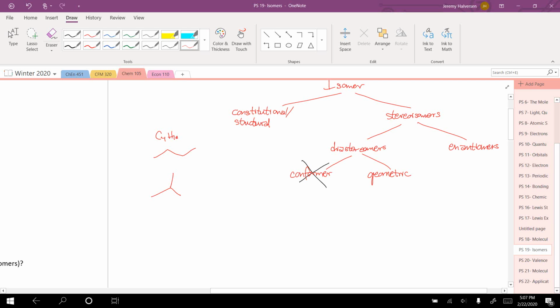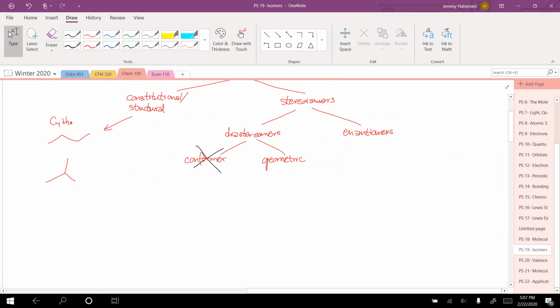To figure out if things are constitutional or structural, you'll just take your two molecules, figure out their chemical formula based on the atoms in them, and make sure that they're not the same molecule. As long as they have the same formula and they're connected differently, you know that they're constitutional or structural. That brings us to geometric isomers.